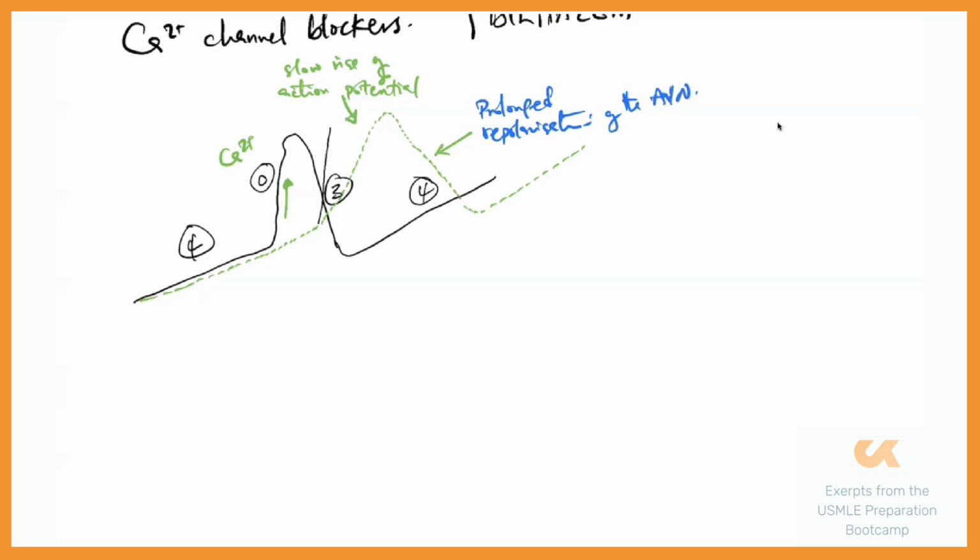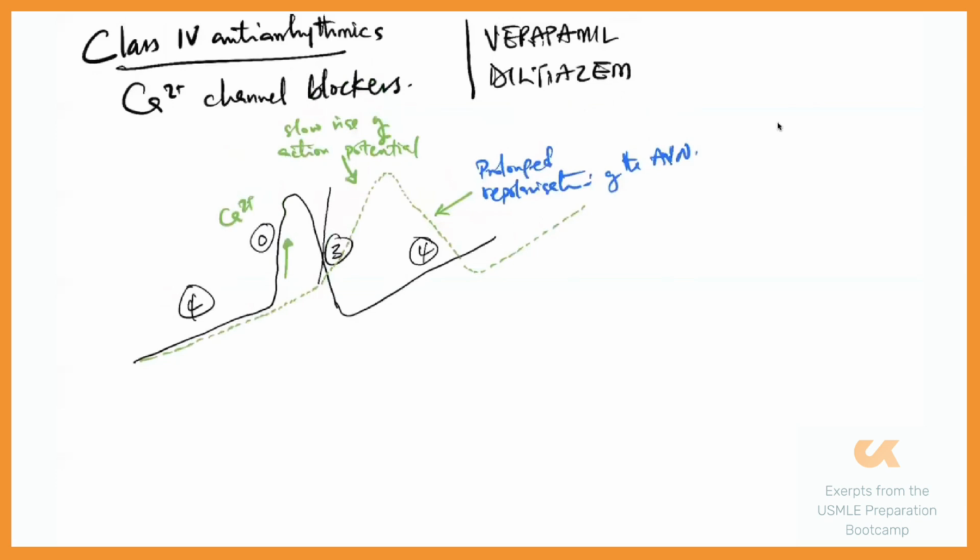The next thing you want to know about this medication is the effect. So if it's causing a slow rise in action potential and prolonging repolarization of the AV node, what do you expect to happen to the PR interval? We said the PR interval is the time between AV nodal depolarization and ventricular depolarization. So if AV nodal activity is decreased or prolonged, what happens to the PR interval? You expect the PR interval to also be prolonged. So we have prolonged PR interval.